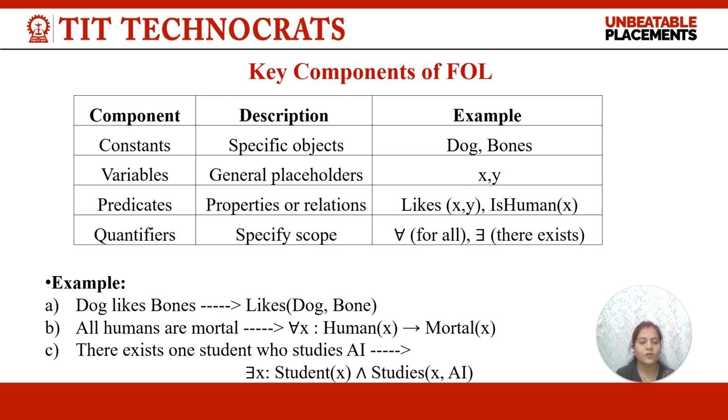Next example, all humans are mortal. So all is representing the universal quantifier that is represented as for all x, human of x is connected by implication symbol to mortal of x. There exists a student who studies AI. So there exists is a quantifier: there exists x, student of x and studies is a predicate that is connected by two terms, x comma AI. So this allows AI to reason about relationships and categories more effectively than propositional logic. I hope it's clear to you all.